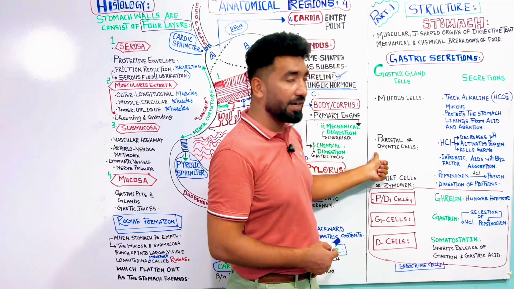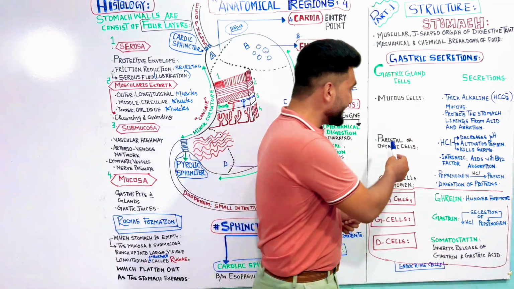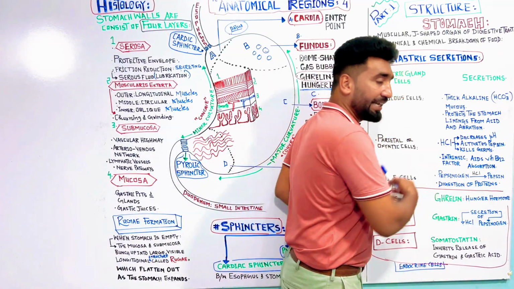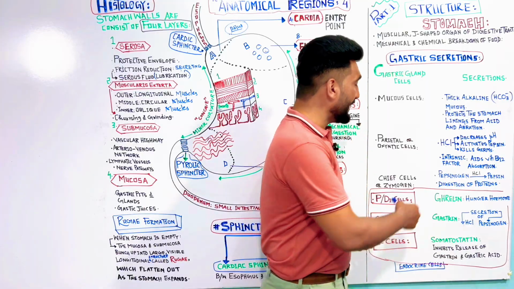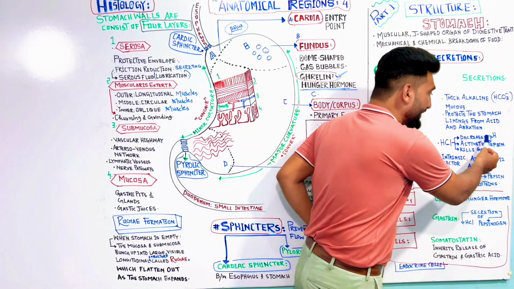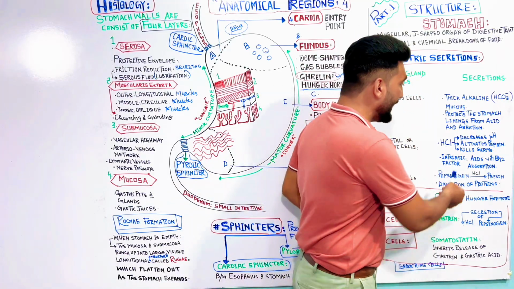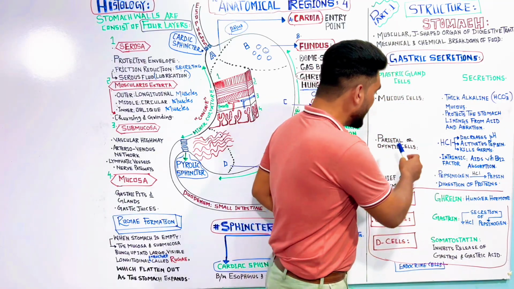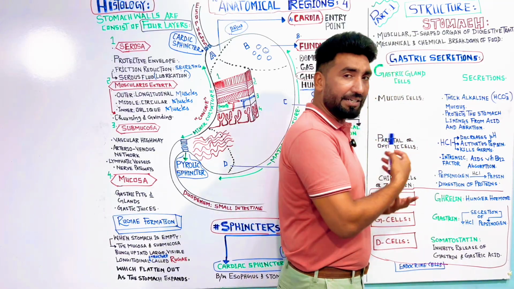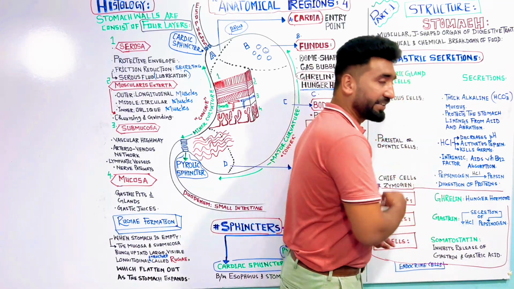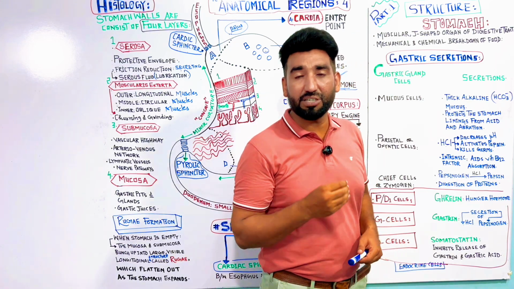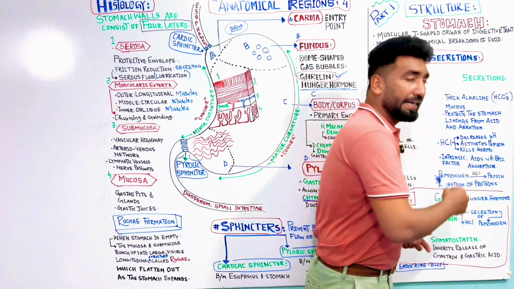Number two, parietal or oxyntic cells. These cells secrete HCl, hydrochloric acid, and hydrochloric acid decreases pH, activates pepsin, and kills germs. Parietal or oxyntic cells also secrete intrinsic factor that is vital for the absorption of vitamin B12 at the ileum region of the small intestine.